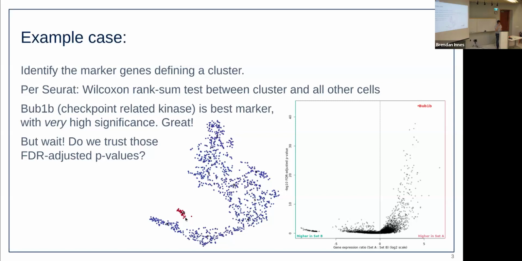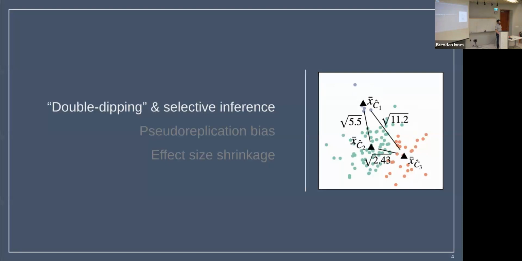Makes sense. They're actively cycling cells. Great. Wow, that is a really high p-value. It's like 10 to the negative 40, right? And that's after FDR adjustment. That's crazy. Do we trust this? And that's where we get into this double dipping thing.